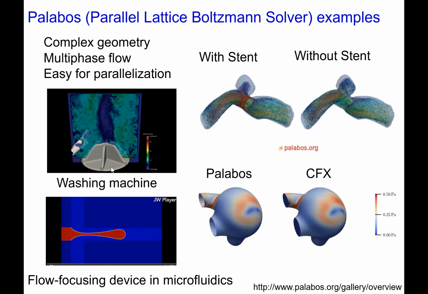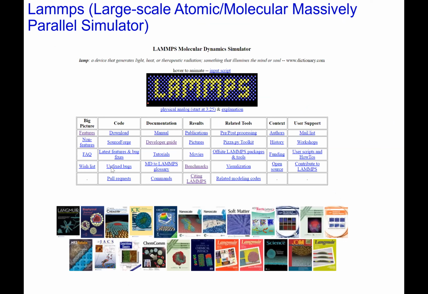So what we did is we use Palabos. Palabos is open source. It's pretty good and relatively easy to use. It can be used to model complicated fluid flows, such as the turbulence in a washing machine, the droplet formation in a T microfluidic channel, and simulate the biological flows in a stent, and compared with the commercial software CFX, which is part of the ANSYS company, I believe. And for the solid solver, we choose LAMMPS. LAMMPS, again, is quite popular. It's very famous in the molecular dynamics simulation field.